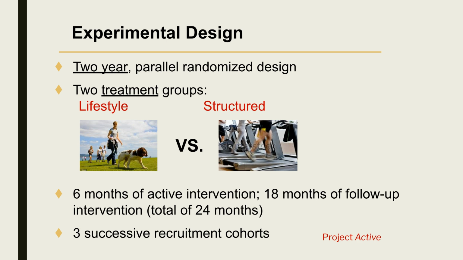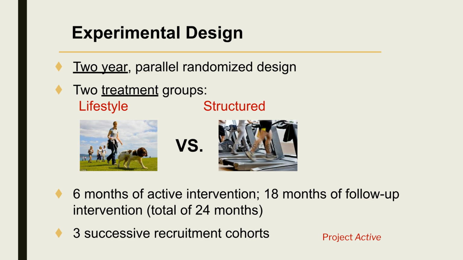At the end of the 6-month intervention period, both the lifestyle and structured exercise groups showed significant and similar improvements in physical activity levels and cardiorespiratory fitness compared to baseline. However, the long-term results tell a different story.